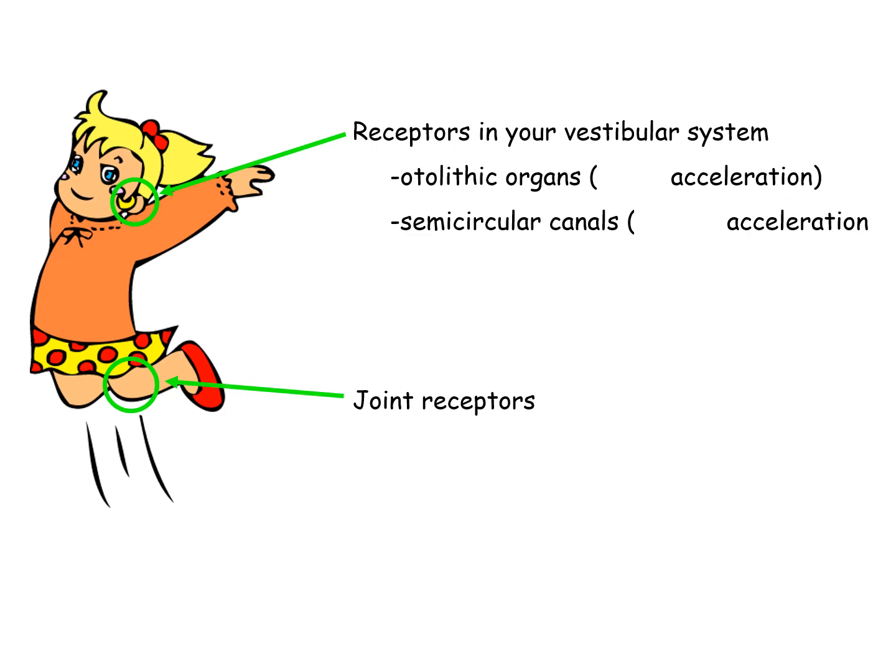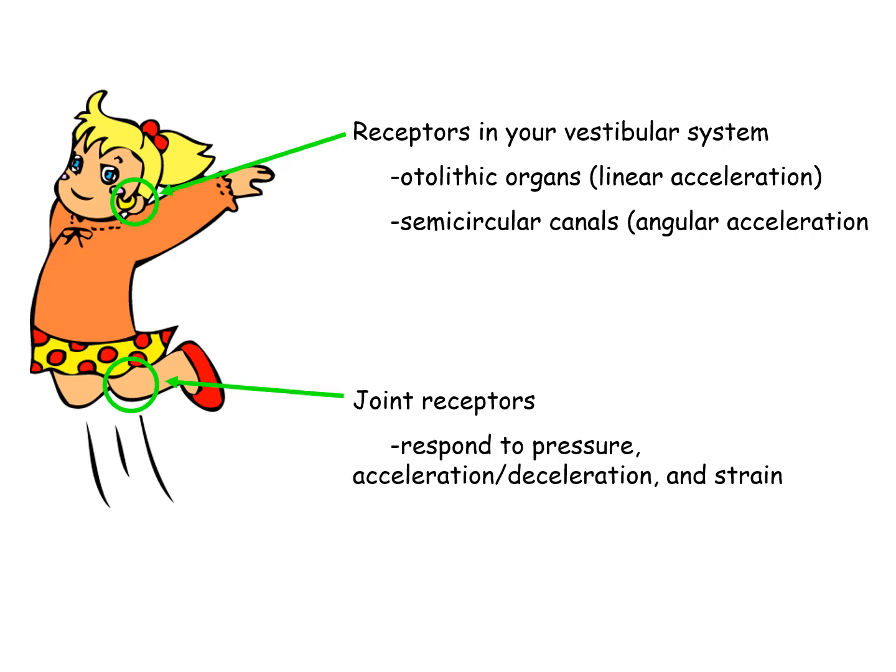Some other receptors are in your vestibular system. This is your inner ear. We have the otolithic organs, which detect linear acceleration, and the semicircular canals of your inner ear detect angular acceleration. Then we have our joint receptors as well that detect acceleration. These respond to pressure, acceleration, deceleration, and strain. This is why, if you wanted to, you could close your eyes and hopefully walk forward.